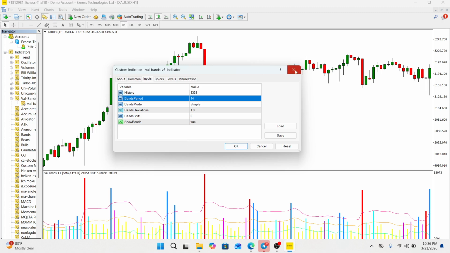Traders often combine Val Bands V3 with RSI or stochastic for extra overbought/oversold confirmation, moving averages for long-term trend bias, and support/resistance or price action patterns for precise entries.